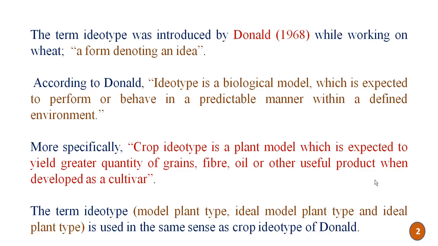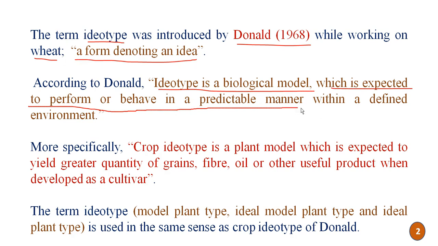So friends, this term Ideotype was introduced by scientist Donald while working on wheat crop, and this ideotype means a form of denoting an idea. So according to Donald, the ideotype is a biological model which is expected to perform or behave in a predictable manner within a defined environment. Means if there is a defined environment, then this biological model will perform in a predictable manner.